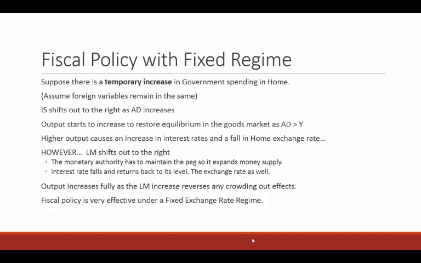Under a peg, interest rates cannot be allowed to rise, so the Fed steps in to maintain the peg by increasing money supply.